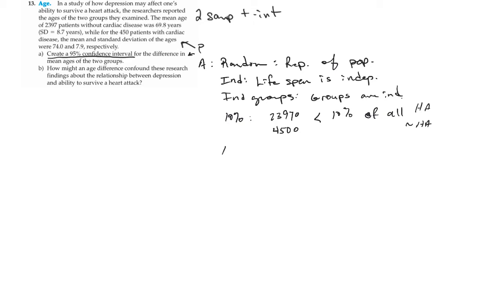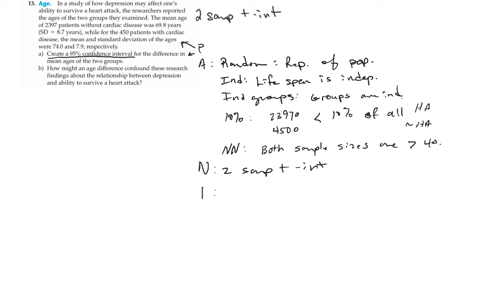And lastly, we're going to have nearly normal, but this is nice because both sample sizes are greater than 40. So remember, when you have a sample size of 40 or more, we just get to assume that it's a normal distribution. Okay, and so we're going to be using a 2 sample t interval, and we're going to get our interval and go from there.